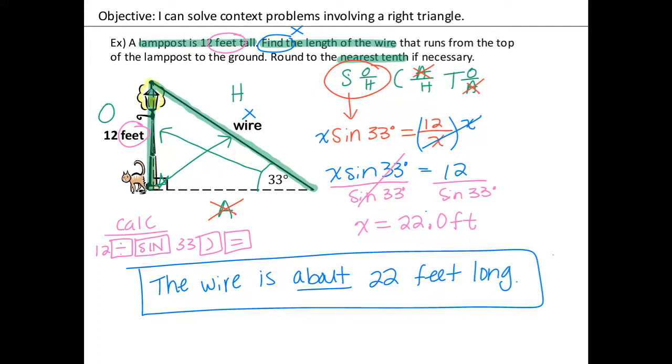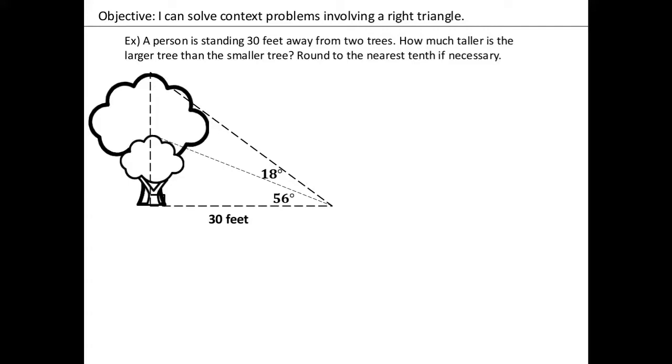All right, so now I want you to look at our next example. On our next example, we have 2 trees here. So I'm going to read the problem and see what it's asking us to do. It says a person is standing 30 feet away from 2 trees. So I can see my 30 feet right here. That means my person, I'm going to draw a little stick figure right here, is standing right here, 30 feet away from the two trees.